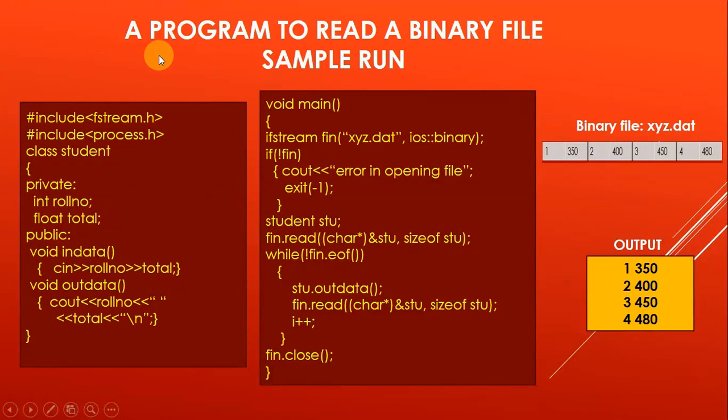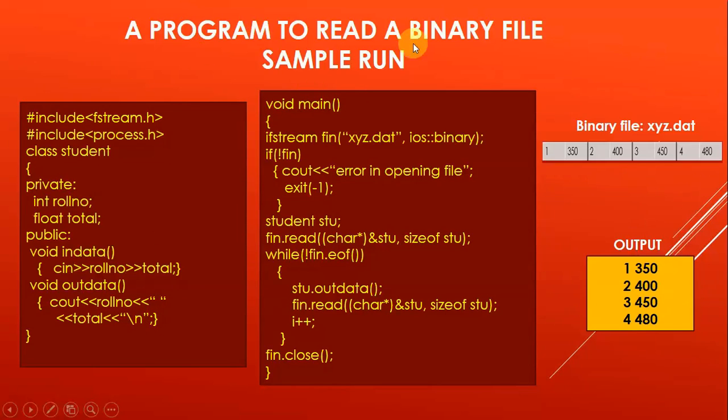Now let us write a program to read a binary file which we have already created. To read a binary file, I am reading a block of data from a binary file. So I need to create either a class or I can create a structure also. It is your choice. I am creating a class here, class student, with two data members, roll number and total. It is again the same class which I used in the previous program, with an indata function to input data and an outdata function to display roll number and total.